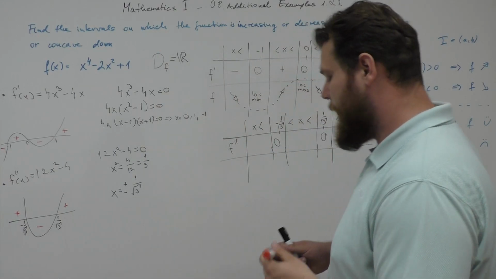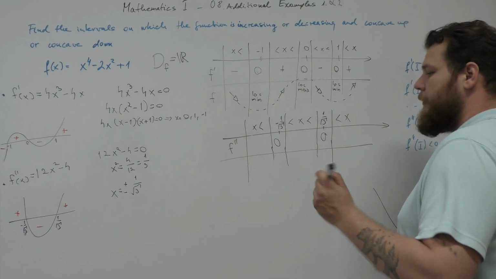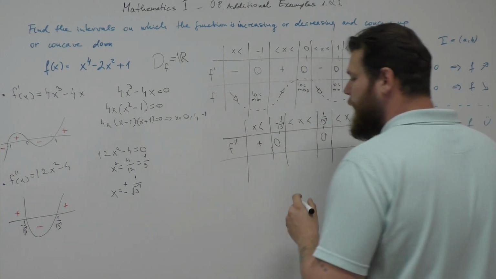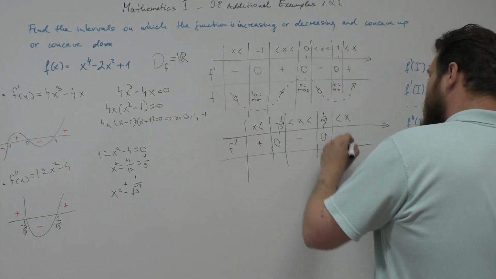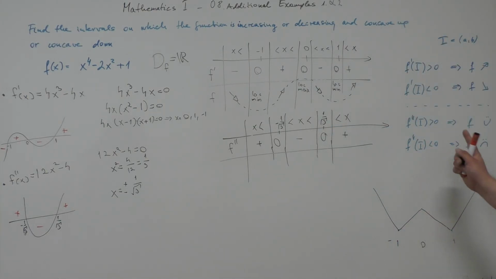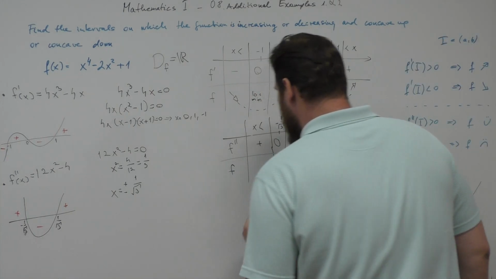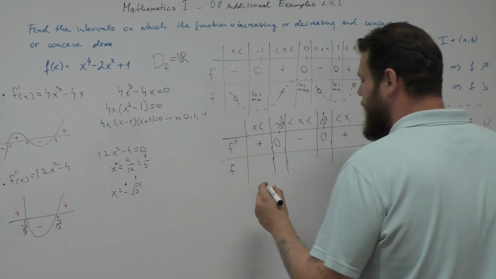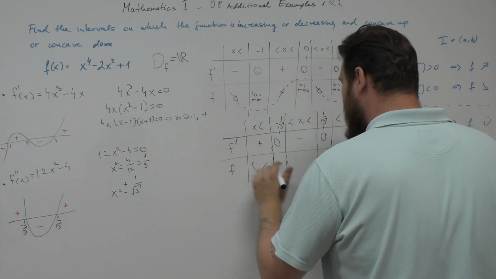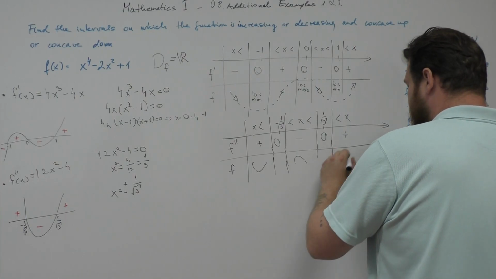Now let's put back these signs into our table. So here we have positive, here negative, here positive again. And according to these rules, our original function here is concave up, here is concave down, here is concave up again.